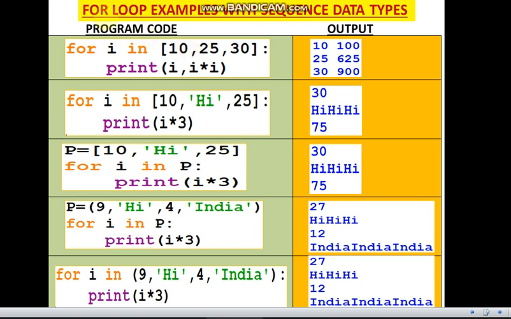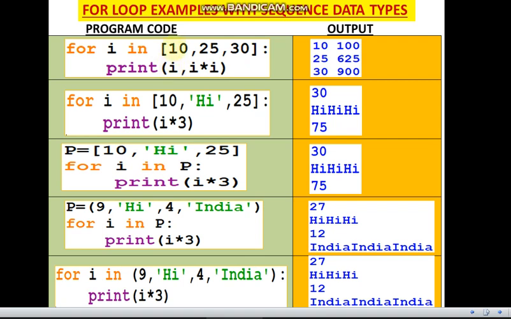Now let's see for loop examples with sequence data types, that is with list, tuples and dictionary. So this is the first code which I want to show: for I in. Now here we have not given any range function. Instead we have given a list. Here you can see the square brackets, they represent a list: 10, 25, 30. That makes it a list because of the square brackets. Then colon, print I, comma, I into I.